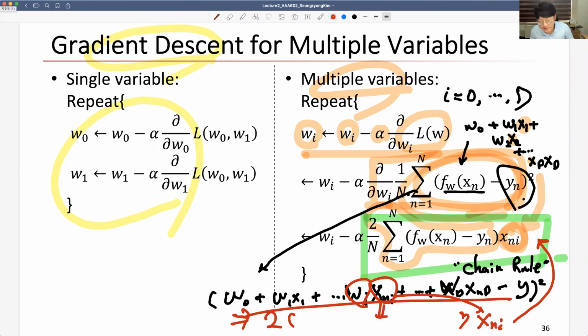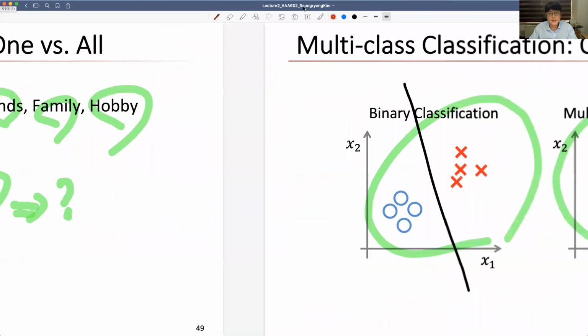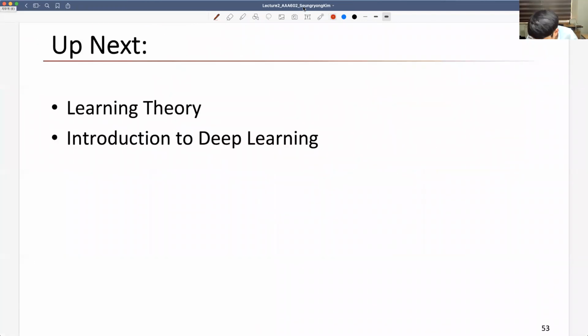Did that make sense? Okay. So, is there any other question? If not, let's finish this lecture, and next week we will talk about learning theory, like regularization or bias, something like that, and then start the introduction of deep learning. Okay, thank you very much. If you have any question, please let me know. If not, let's finish.